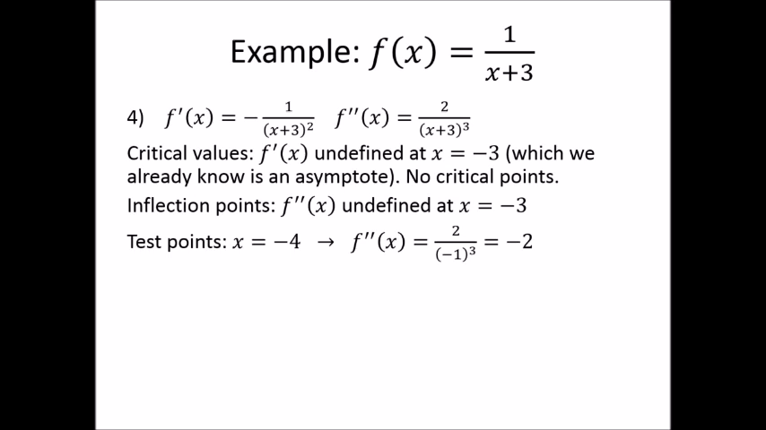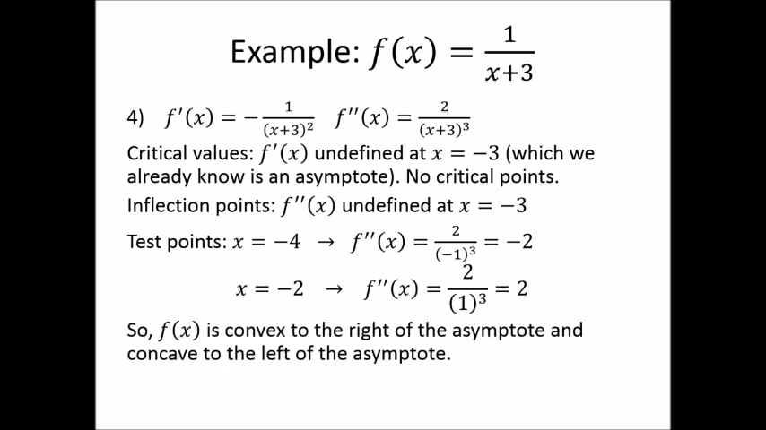I'm then going to pick a point to the right. I'll pick negative 2, again, because it makes the term in the denominator equal to 1. I cube that. It remains positive. The second derivative doesn't have a negative sign in front, so the second derivative is positive. What that means is that the function is convex to the right of the asymptote, and like I said before, concave to the left of the asymptote.